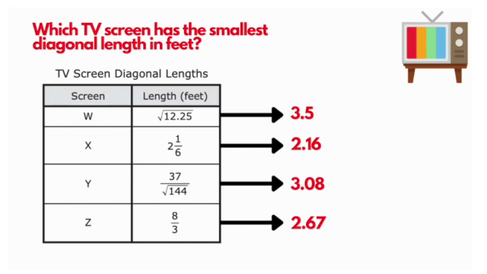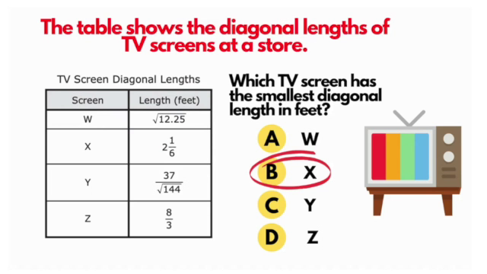So we're looking for which has the smallest length. Now that we have them in decimals, it's pretty easy to see this. We know we're going to be able to eliminate 3.5 and 3 and 8 hundredths, and 2 and 16 hundredths is smaller than 2 and 67 hundredths. So which TV screen has the smallest diagonal length in feet? B, X.